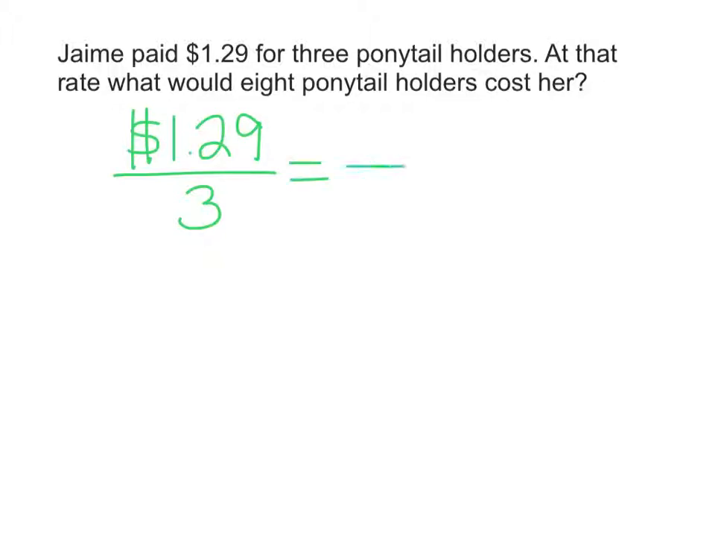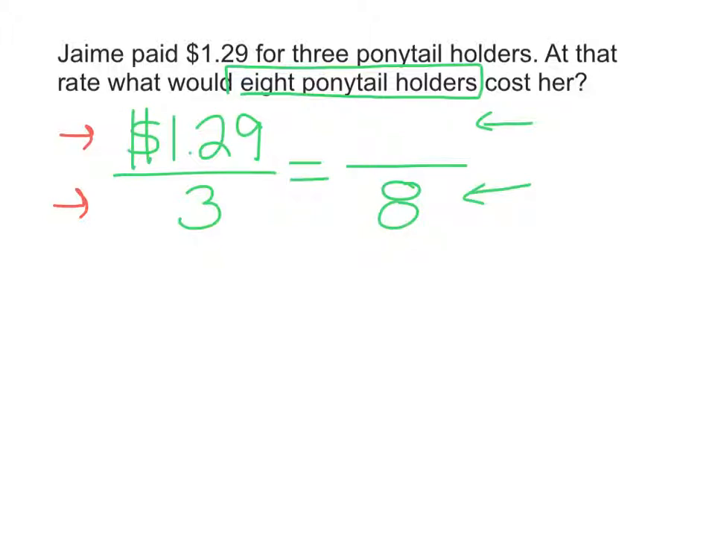So what I like to do is draw an equal sign with another fraction. And we have this information, 8 ponytail holders. So the number 8 is going to go into our problem here. It's either going to go in on the top or it's going to go in on the bottom. So to decide where, we want it to go across from the corresponding number. So on the top here, we have money, and on the bottom, we have ponytail holders. So we're going to want the 8 to go across from the 3 because those are both ponytail holders.